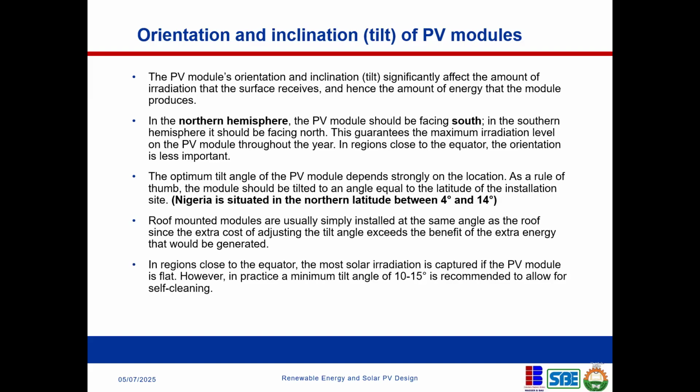Now, in regions close to the equator, and Nigeria is also close to the equator, the most solar irradiation is captured if the PV module is flat. If your installation site is on the equator, then you can simply make your solar installation flat. However, in practice, a minimum tilt angle of 10 to 15 degrees is recommended to allow for self-cleaning.